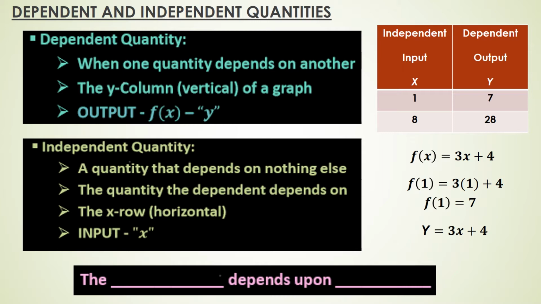If you look at the right-hand side, you see the independent and dependent. The T-chart right here, the table. The independent is referred to as the input and also the X. And the dependent is talking about the output, which is the Y. So you have the coordinate points 1 and 7 and 8 and 28. Down below you see f of x equals 3x plus 4. If you put the independent x, the 1, in place of the x right here in the second problem, you see that 3 times 1 plus 4 will give you the answer of 7. The f of x can also be referred to as the y.